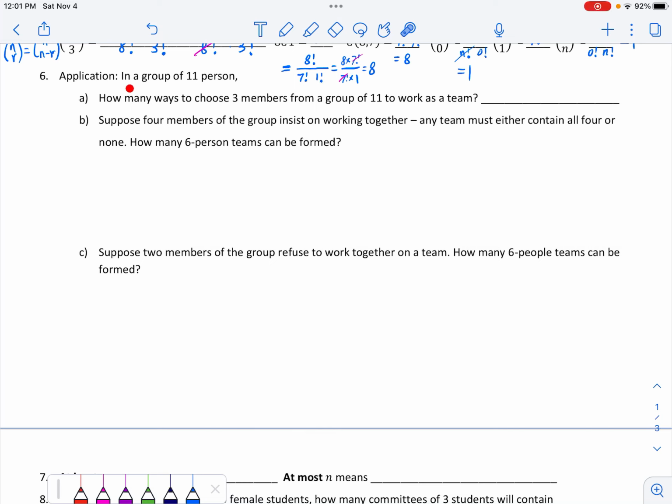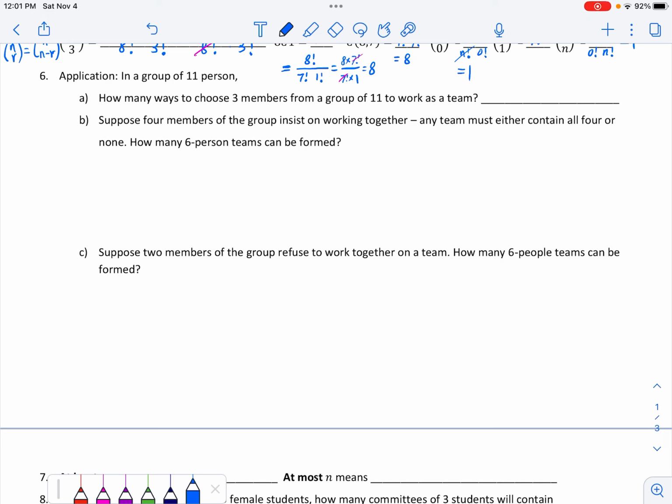Now suppose we have a group of 11 persons. The first question is how many ways to choose 3 members from this group of 11 to work as a team. That's exactly what this combination means, right? So how many ways to choose 3 out of 11?